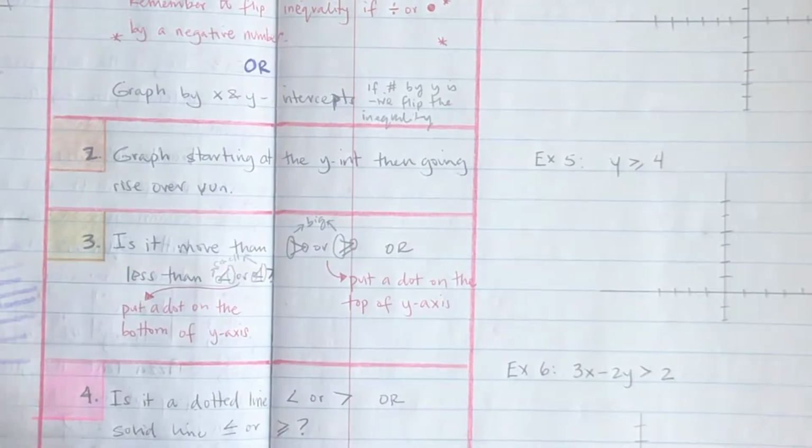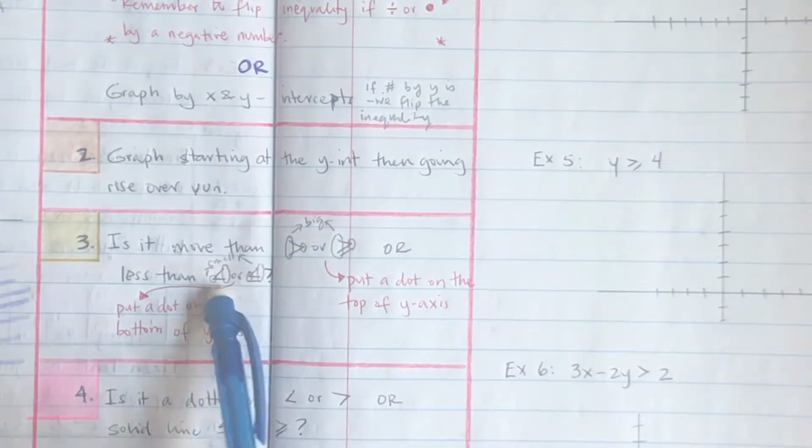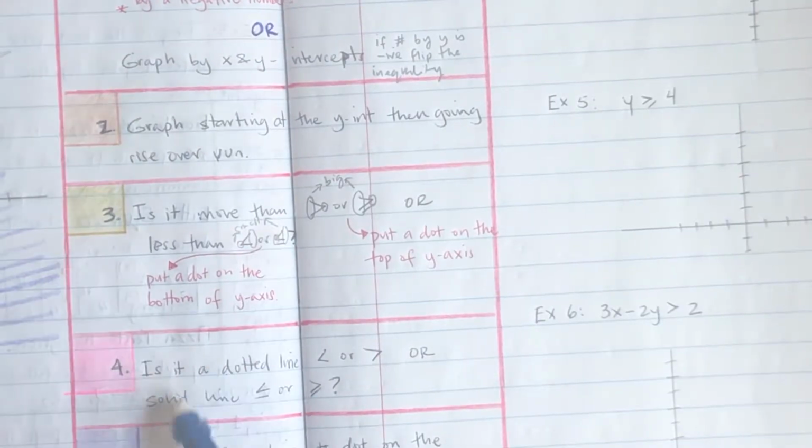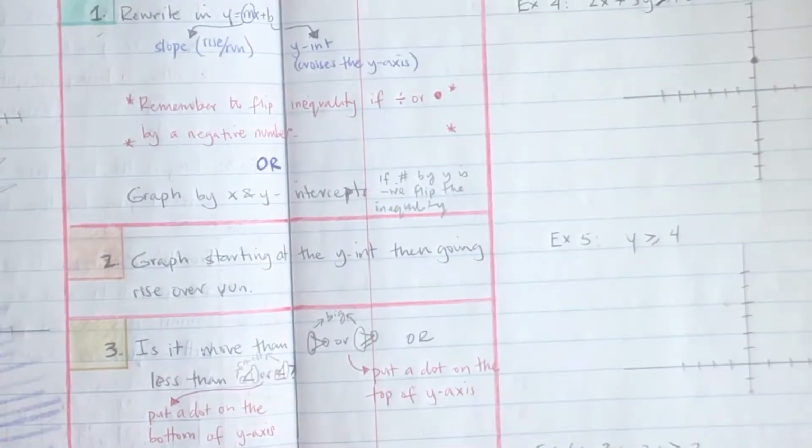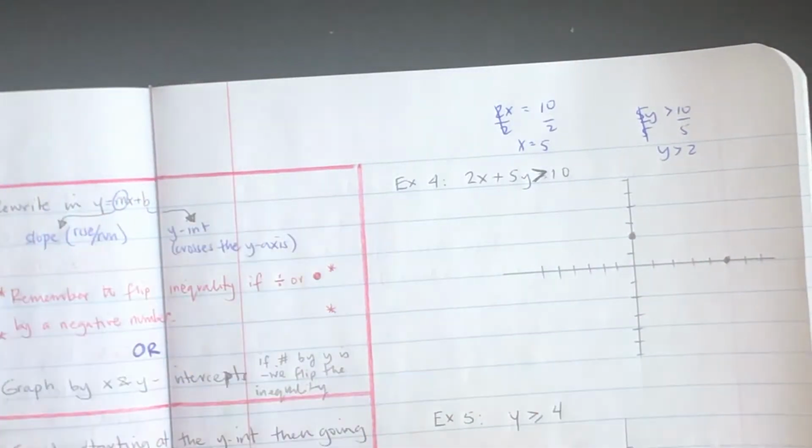so I've already graphed it. Then we do this one, then this one. And once again, I apologize for anything wrong. Is it dotted or solid? Okay, so look at it. Is it an equal sign underneath? No, so it's a dotted line. So go ahead and make a dotted line.